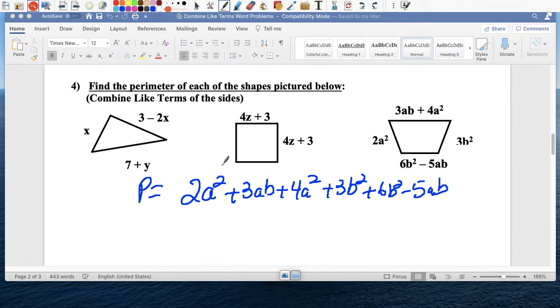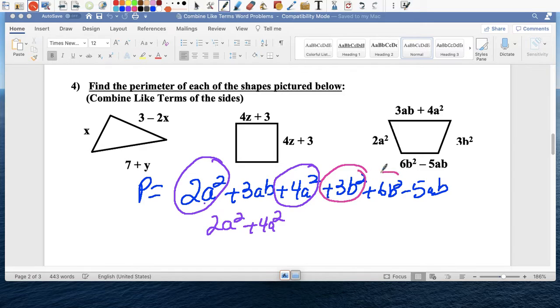So a squared, there's 1a squared, there's another a squared here. So 2a squared plus 4a squared side by side. There's a b squared over here, and there's a 6b squared. So those two side by side. And finally the ab's, because they're completely different. Plus 3ab minus 5ab. So when they're adding, we add the coefficients, and then the variable stays.